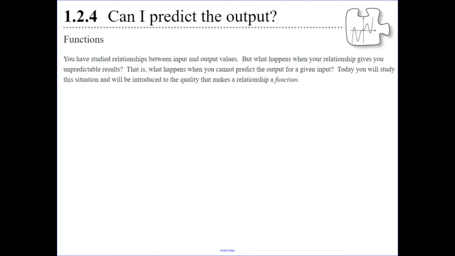So we're going to be talking formally about functions today. It is a little weird and a little confusing, so please make sure that you're following through carefully.